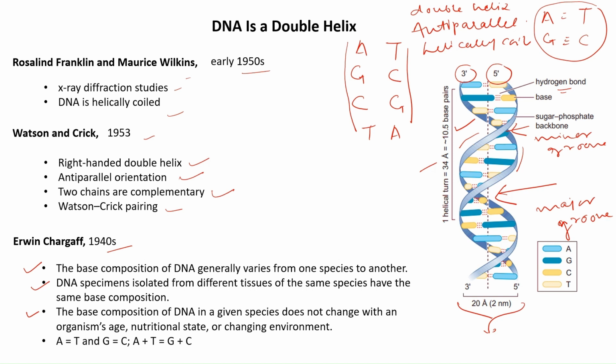Now he also said the number of adenine is always equal to the number of thymine present in a DNA. Similarly, the number of guanine is equal to the number of cytosine present in a DNA. According to this rule, A will always be equal to T and G will always be equal to C. That means A plus G will always be equal to T plus C, because the number of adenine will always be equal to the number of thymine in a DNA and the number of guanine will always be equal to the number of cytosine in a DNA. These postulates were given by Chargaff before the Watson and Crick double helical model.